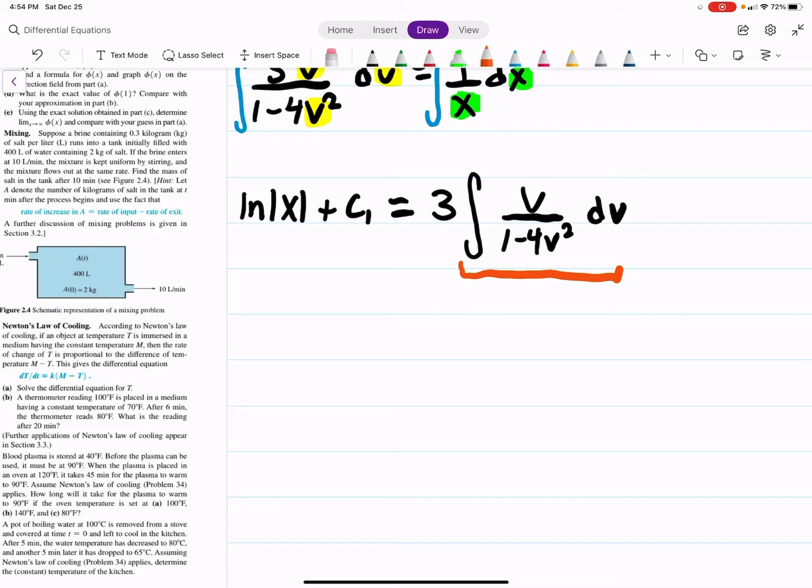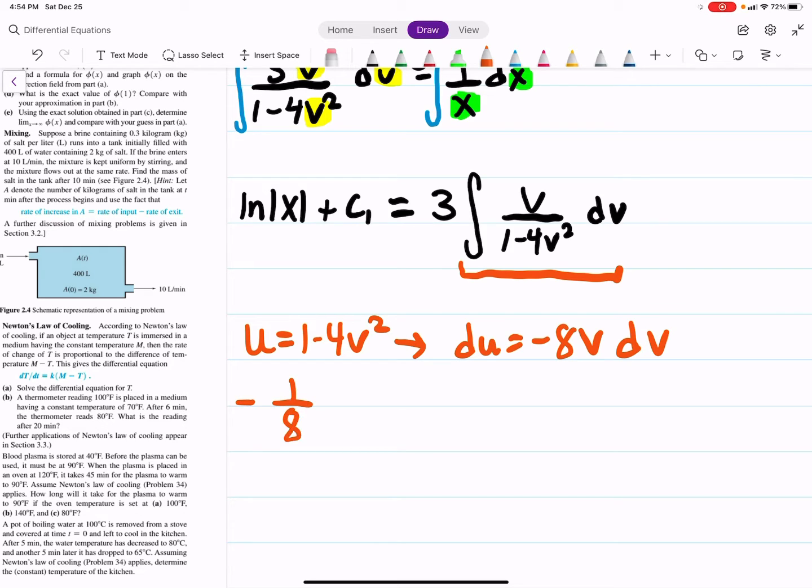So now the goal is to solve this. This is just a method of integration, 1 minus 4v squared. Hopefully you're good with integration techniques. If not, I'll eventually make a calculus playlist. This is just one that I really wanted to do with DiffyQ because that was one of my favorite classes. So I'm going to do this.